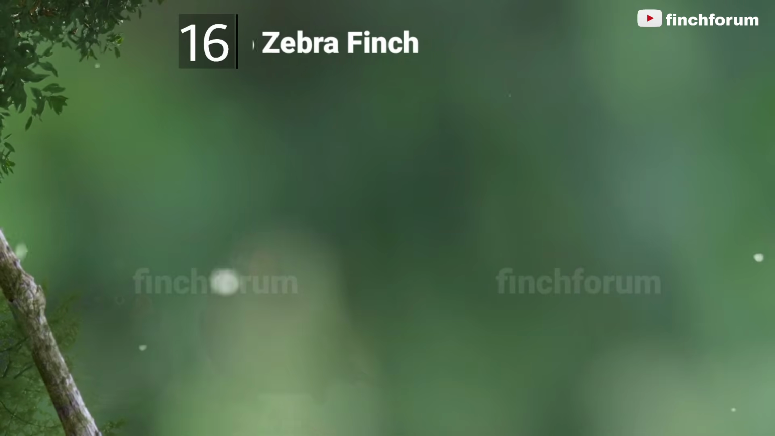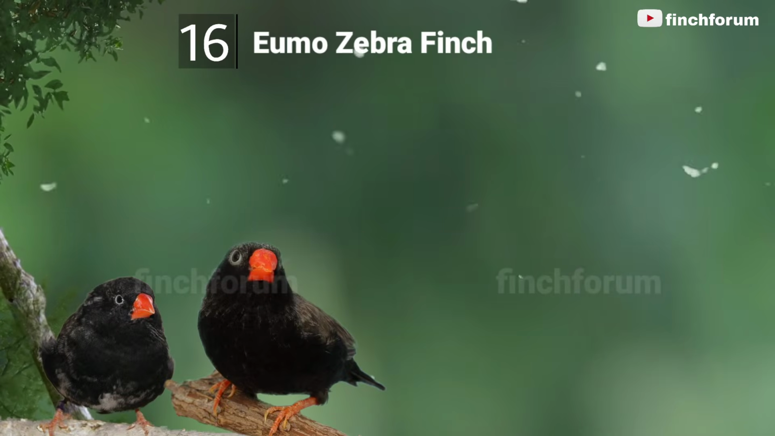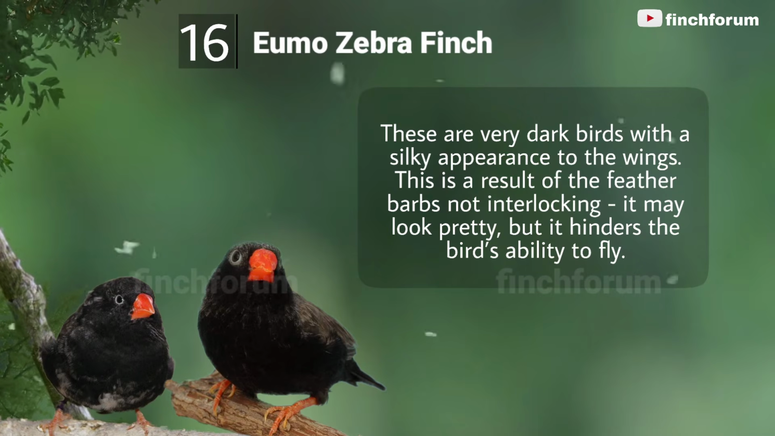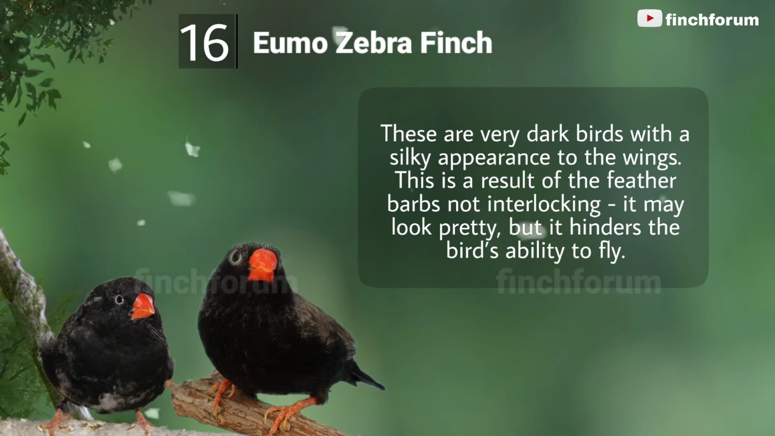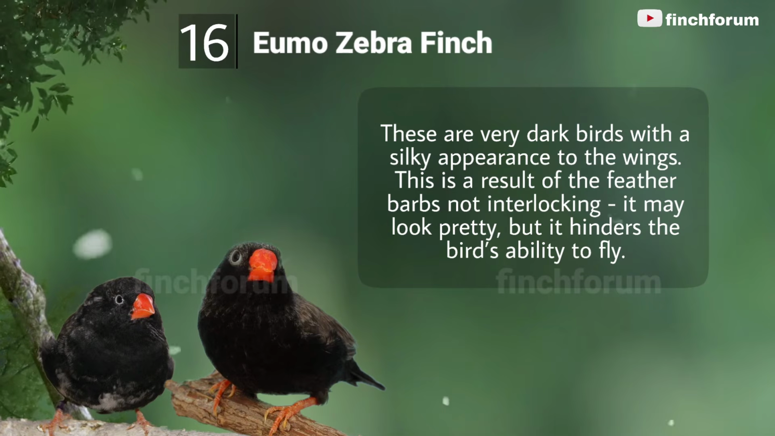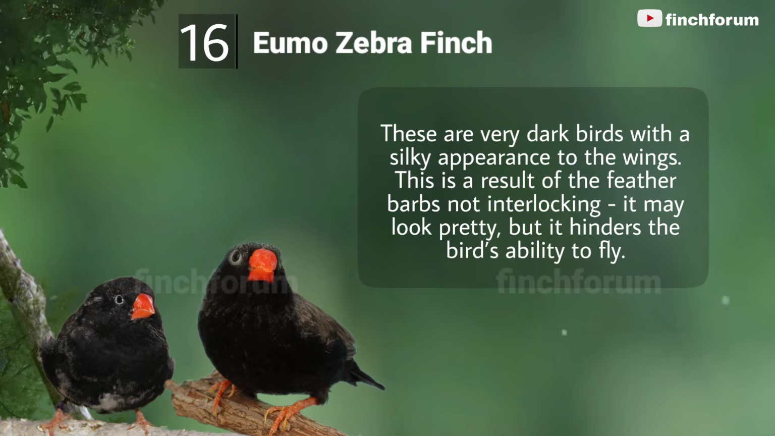Number 16. Yumo zebra finch. These are very dark birds with a silky appearance to the wings. This is a result of the feather barbs not interlocking. It may look pretty, but it hinders the bird's ability to fly.